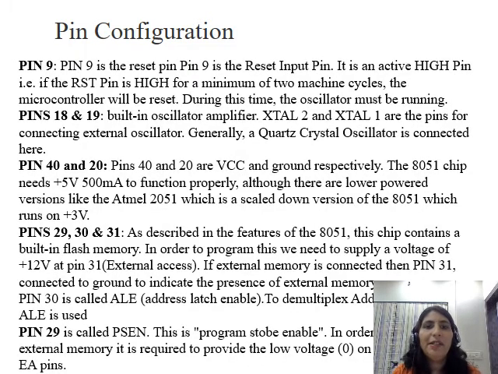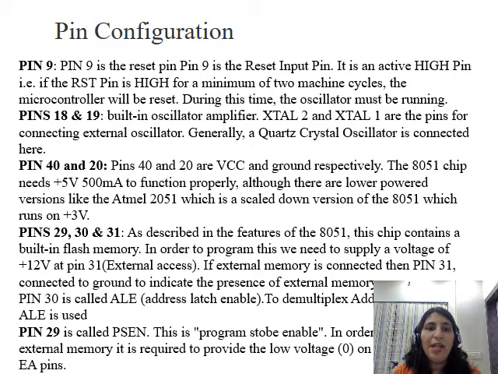Pin number 9 is a reset pin. It is an active high pin. If the microcontroller receives a high signal on this pin and it stays there for a minimum of 2 machine cycles, then the microcontroller will be reset. Pin number 18 and pin number 19, these pins are used for the built-in oscillator amplifier function. Crystal 2 and crystal 1 are the pins for connecting an external oscillator. Generally a quartz crystal oscillator is connected here.